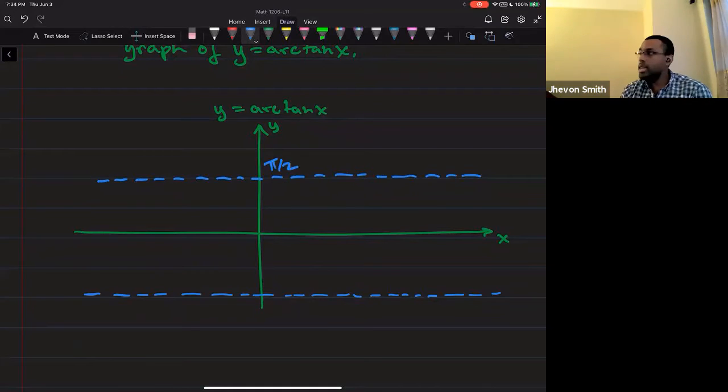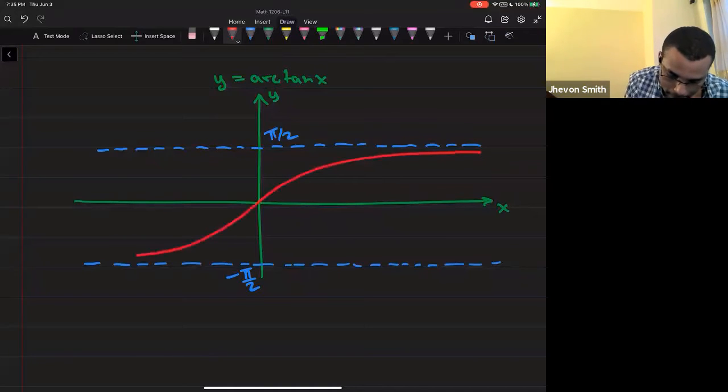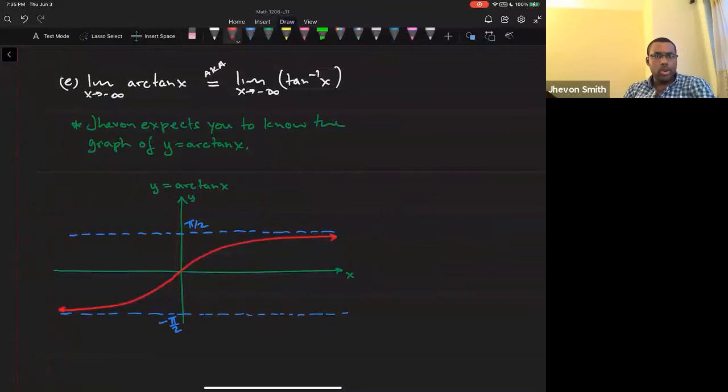And because cosine is an even function, we know that cosine of x is equal to cosine of negative x. So down here, it's minus pi over 2. And the graph looks like the tangent graph, how it was curvy like this, and you just flip it. So it's like an S. It's going to look like that. So now, knowing the arctangent graph, answering that question should be not bad now.